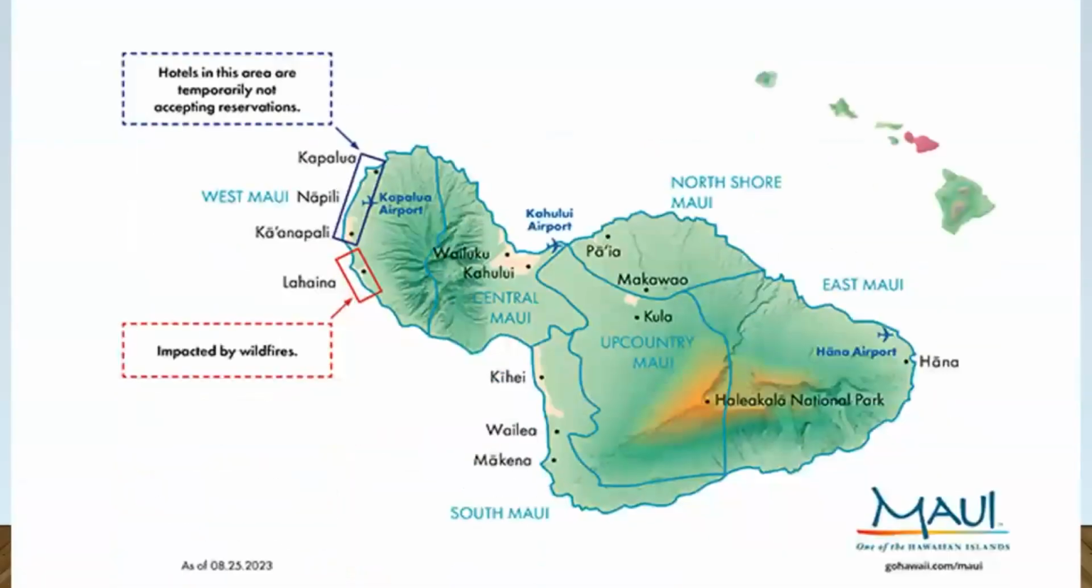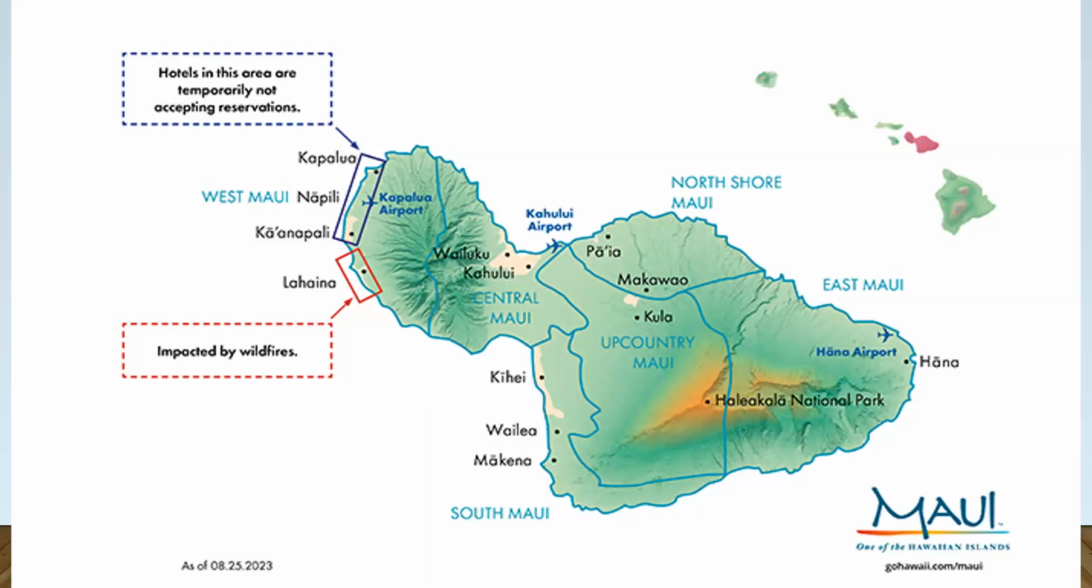So that being said, this gives you an idea where a lot of your resorts are. You could see in the middle of the island here, the Kahului Airport. That is the main OGG airport. There is a Kapalua airport, but it's not generally frequented by all of our travelers here. The hotels up in Kapalua and Napili were temporarily closed and not accepting reservations. They have since opened up, even in Kaanapali, to take reservations.